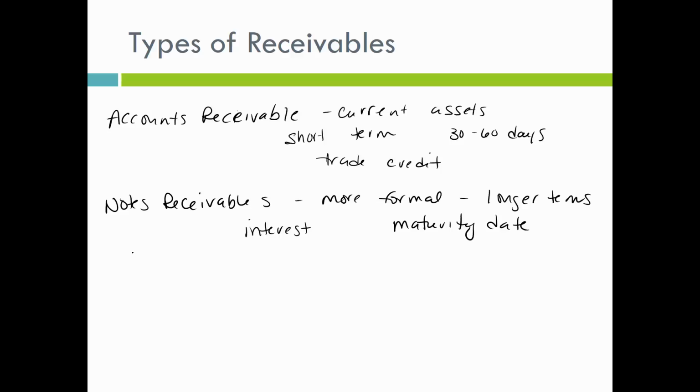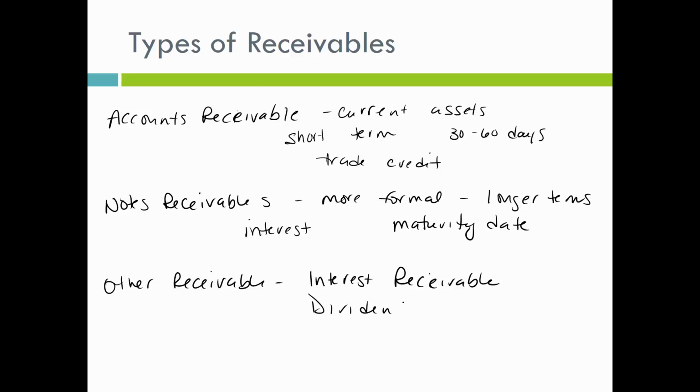There are a couple of other receivables which we see less often. There is interest receivable, which we will talk about a little bit. And then there's some other things like dividends receivable. So anything that I'm expecting to collect at some point is a receivable. So receivables are always assets. Even notes receivable are generally current assets because I should be receiving most of these within a year.